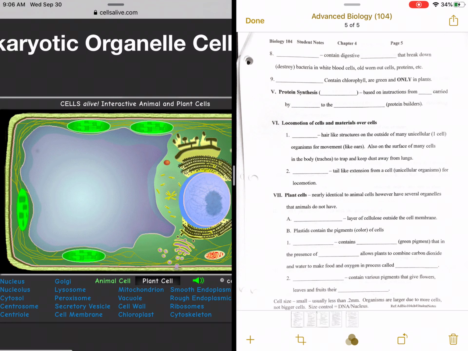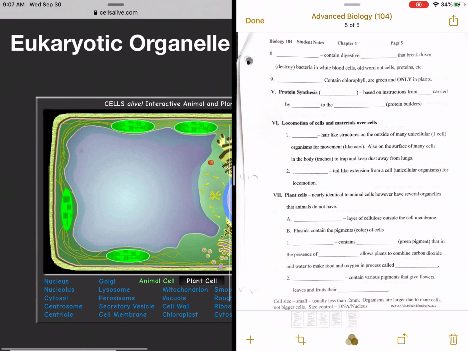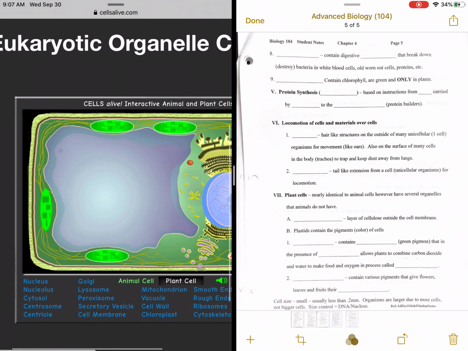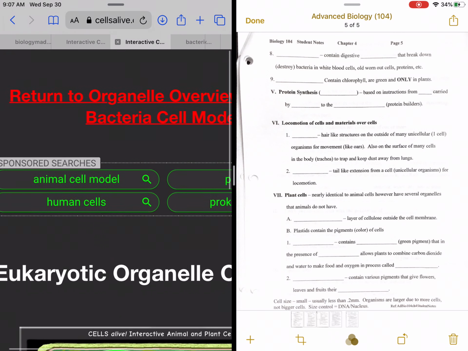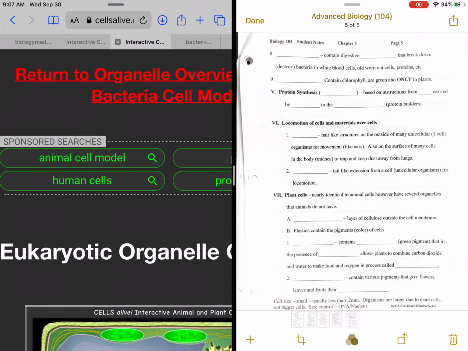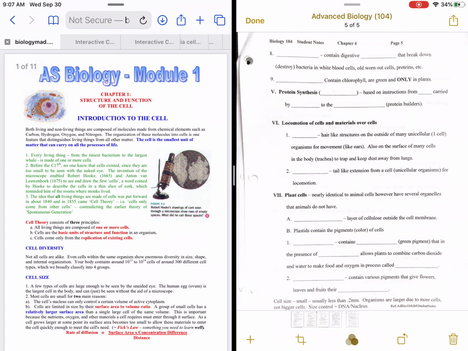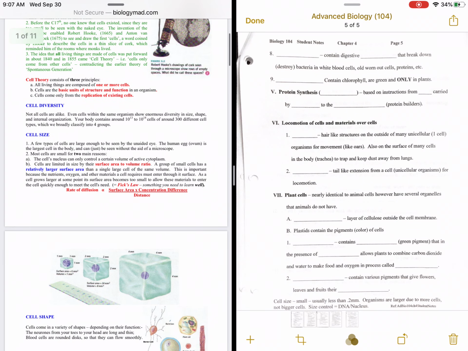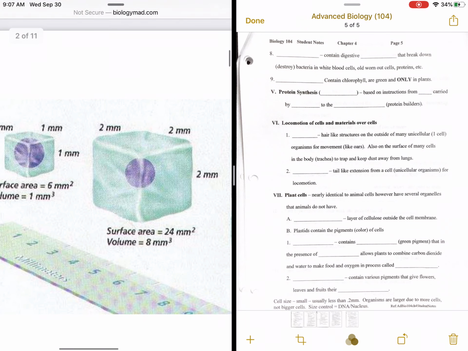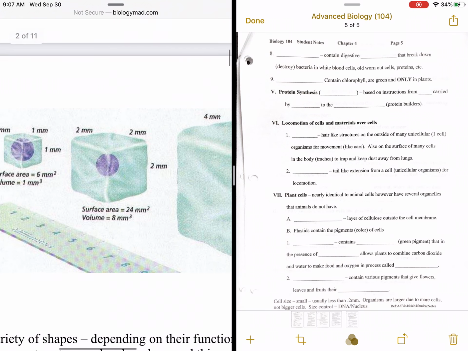And you've got a note down at the bottom that's talking about cell size. Cell size is usually small. It's less than 0.2 millimeters, so it's about 200 micrometers, where we did our estimations in lab. It doesn't get very big. The reason for that is organisms that are larger have more cells. If cells are smaller, they have to have their size controlled. It's usually controlled by the DNA in the nucleus.